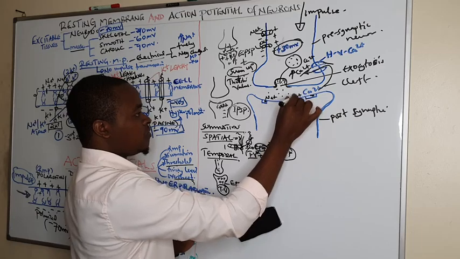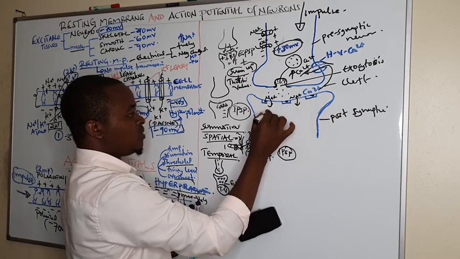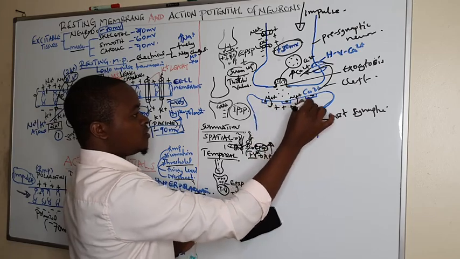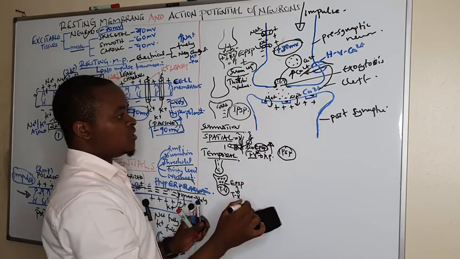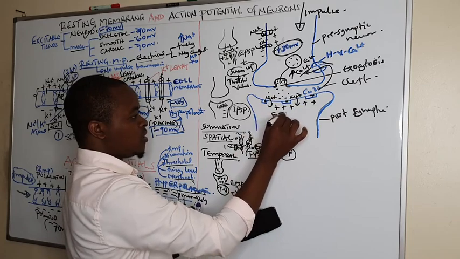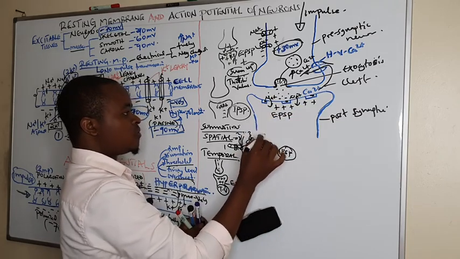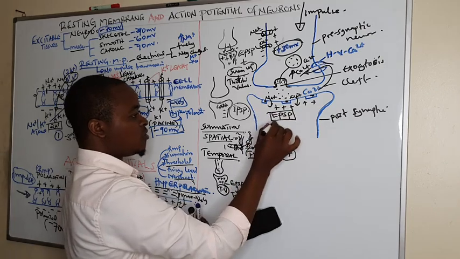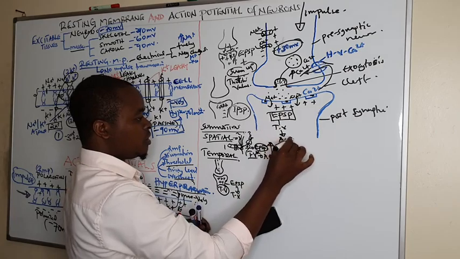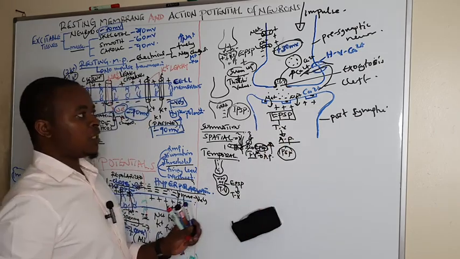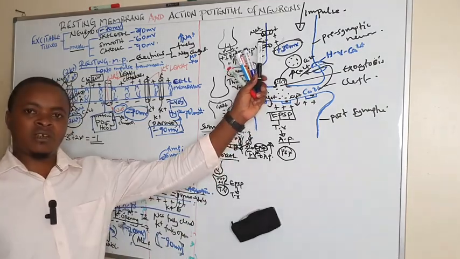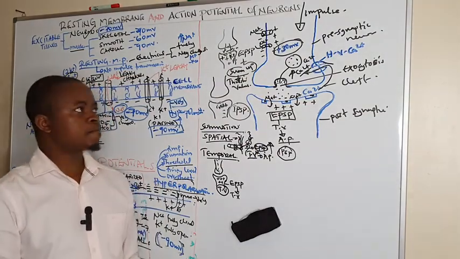Here in the cleft you have sodium. The sodium ions will enter, causing the inside to become positively charged and the outside negatively charged, hence leading, when they sum up, to an excitatory postsynaptic potential, and when these reach the threshold value, they fire an action potential. That is how nerve impulses are transmitted across the synapse.